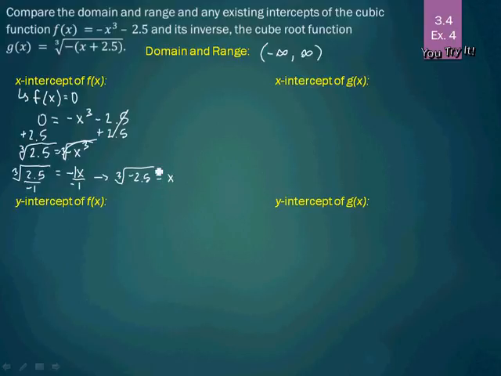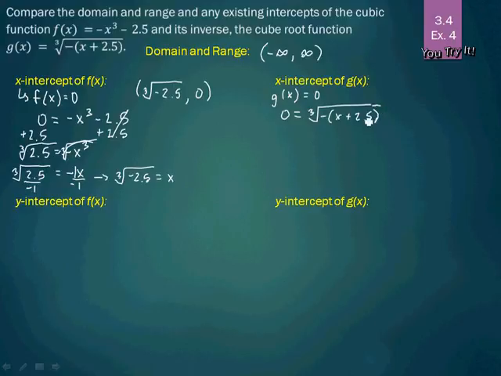Okay, so now let's put that in our ordered pair. That's going to be our x value, and then 0 is our y. All right, so let's keep going. Now the x-intercept of g(x). Again, g(x) will equal 0. So let's plug that into the equation. We have 0 = the cube root of (-x + 2.5), or 2.5, whichever you prefer.